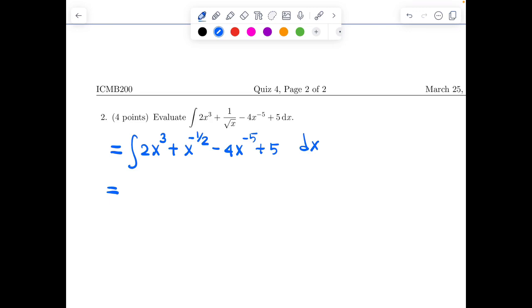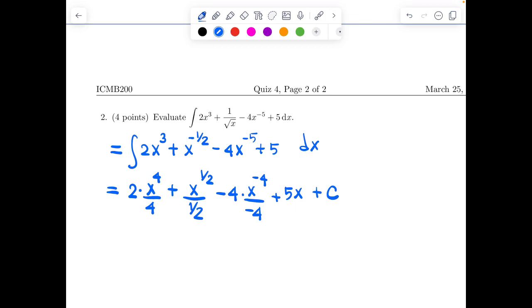Okay, so we start with integrating the first term. Integrate x to the power 3, you get x to the power 4 divided by 4. Here we apply the second basic formula. Plus x to the power minus 1 half plus 1, so it's x to the power 1 half divided by 1 half, minus 4 multiplied with x to the power minus 5 plus 1, so minus 4 divided by minus 4, plus 5x, and don't forget the constant of integration, which is c.